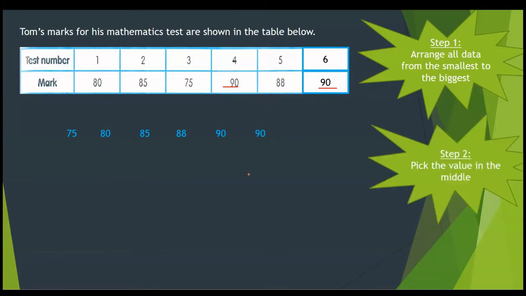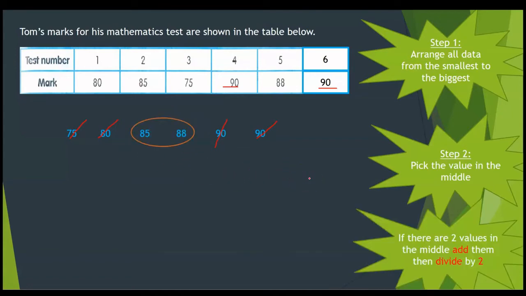What we should do next, step two, pick the value in the middle. As we said, we are going to cross the smallest with the biggest, smallest with the biggest. Look here, we have two values in the middle. What did we say? If we have two values in the middle, we are going to add them, then we divide by two. So we are going to add the 85 and the 88, which is 173. Then we are going to divide the 173 by 2, which is 86.5. So the median value will be 86.5. Is this clear?